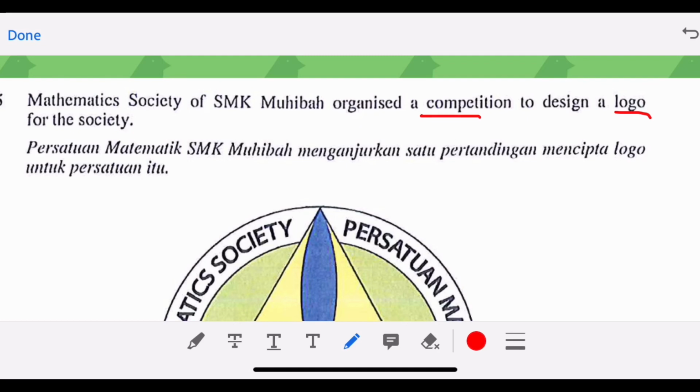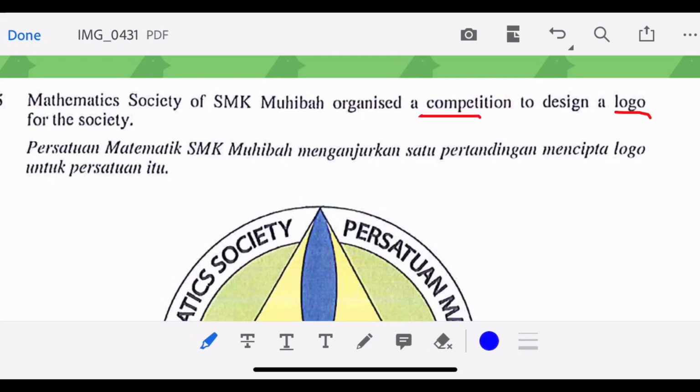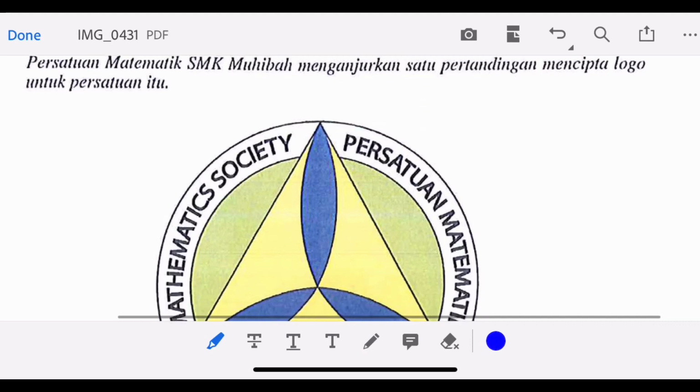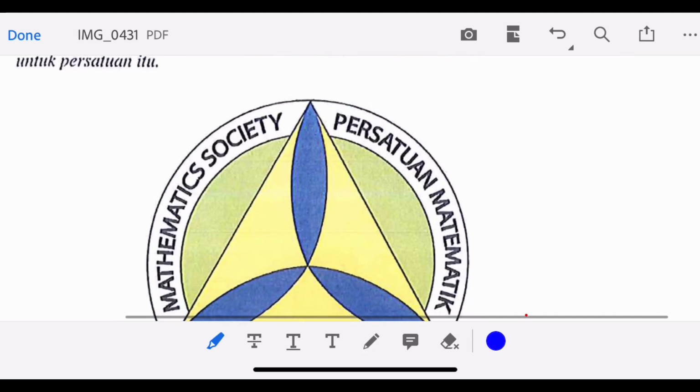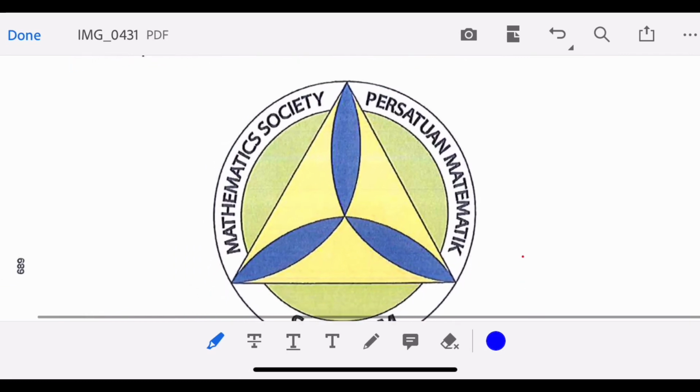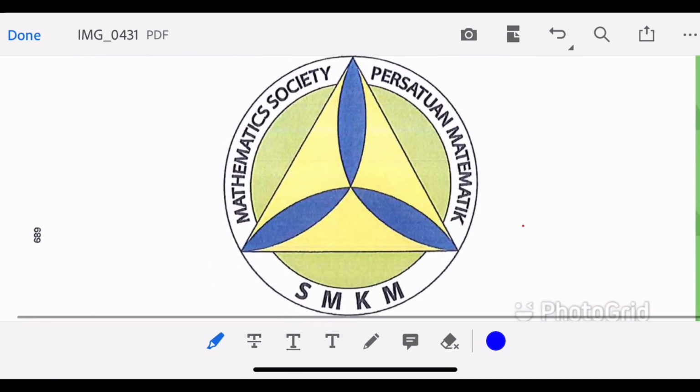The Mathematics Society of SMK Muhiba organized a competition to design a logo for the society. So let's have a look at the logo of the society for SMK Muhiba. There are no keywords in the sentence, but the diagram gives us a very important clue. Let's study the diagram carefully.